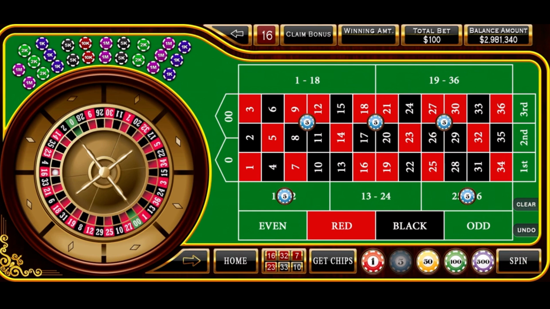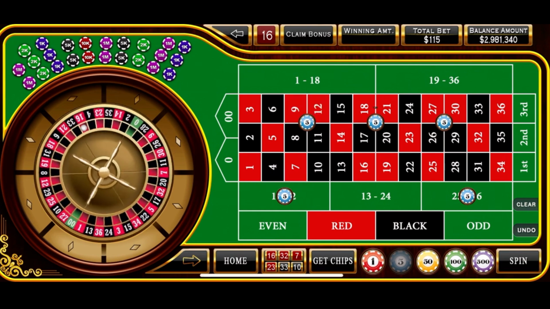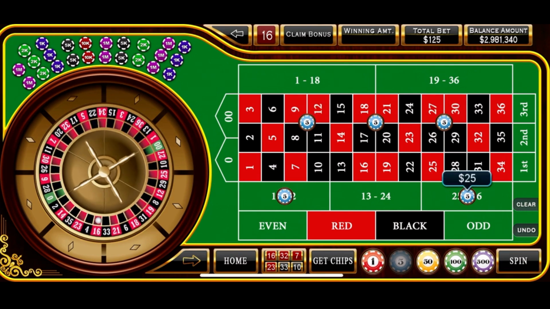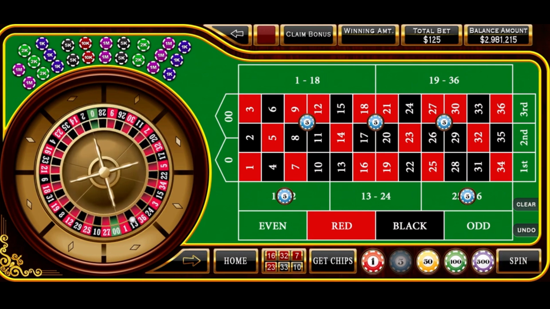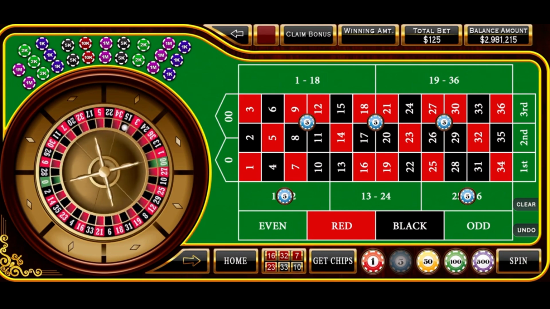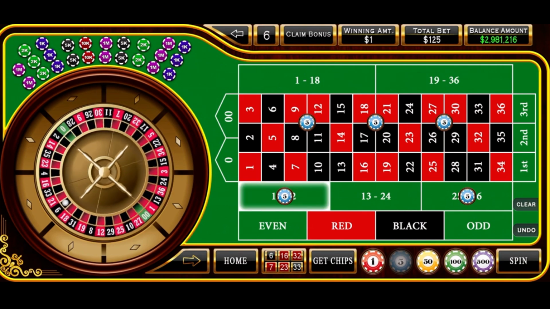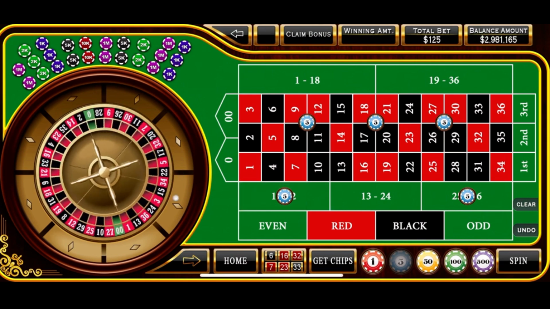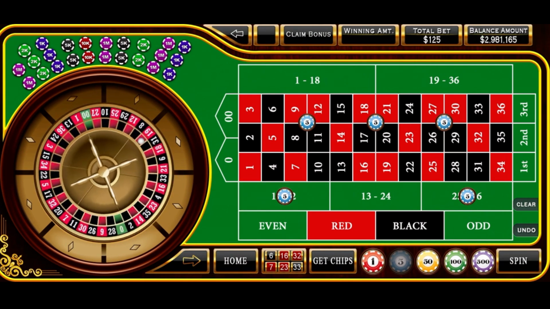So there's 16 red. That's a total loss. So we do have to go to level 5. And that's $25 bet on all 5. So $125 total out there. And the number is 6 black, so that's another partial loss. So that's 1 loss at level 5. And we're spinning again.